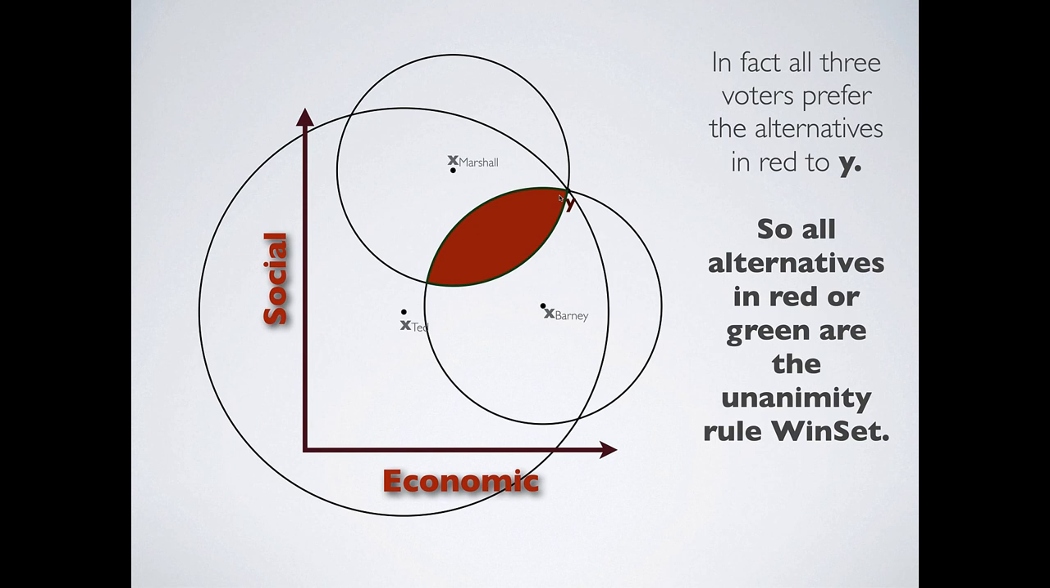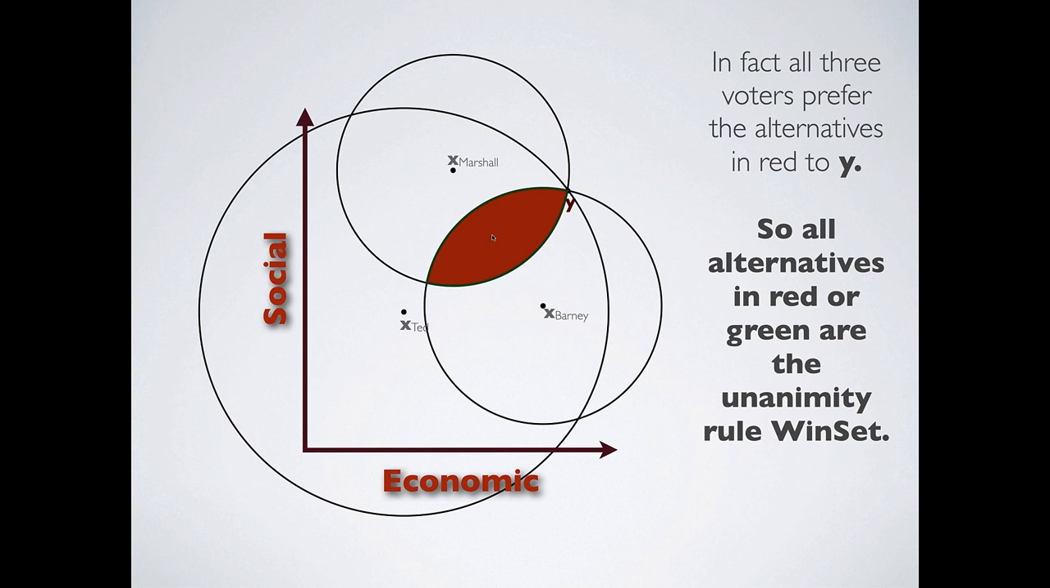So the red, all the alternatives in red, not red or green, cross that out, because indifference points are weird. We don't necessarily know that people are going to vote for it. So we can't say it's in the WinSet. To be in the WinSet, it has to be inside of the preferred-to sets of everyone. So I will fix that typo and re-upload this. All right. So this is the unanimity rule WinSet of Y, because everybody's preferred-to sets overlap in that red area.